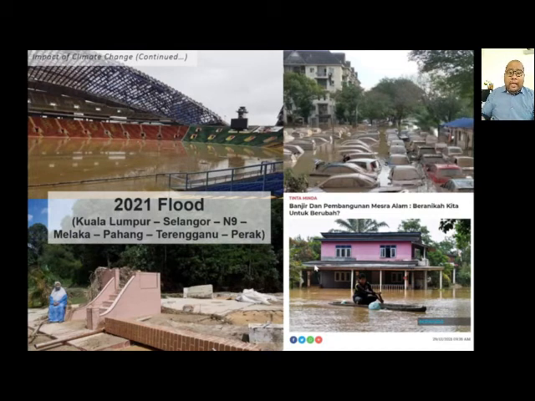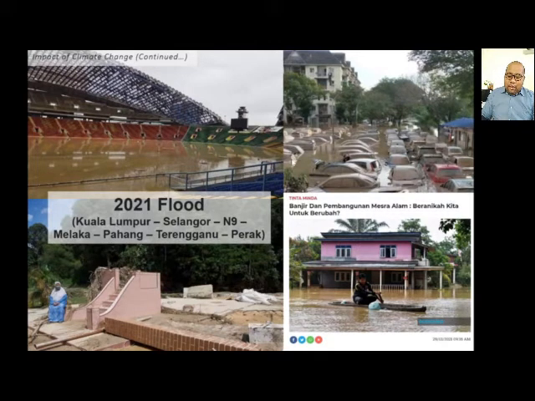Okay, and then the latest one, I think the 2021 floods, they occurred in Kuala Lumpur, Selangor, Negeri Sembilan, Melaka, Pahang, Terengganu, and Perak. And then these are some pictures that I grabbed from Facebook. Okay, this one, Stadium Selangor.